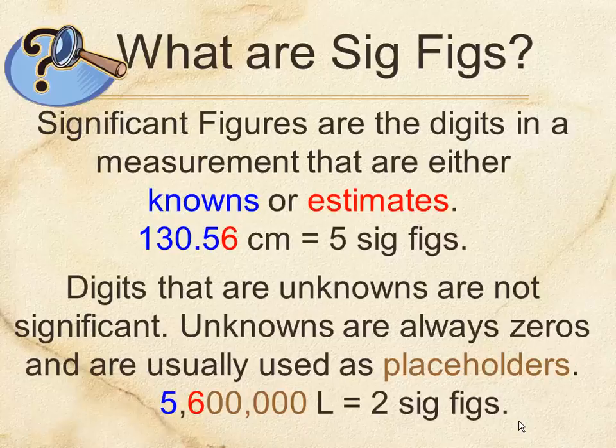Digits that are unknown are not significant. So unknowns are always zeros and are usually used as placeholders. So for example, 5,600,000 liters is 2 significant figures because the zeros are placeholders. Just the 5 and the 6 are significant.